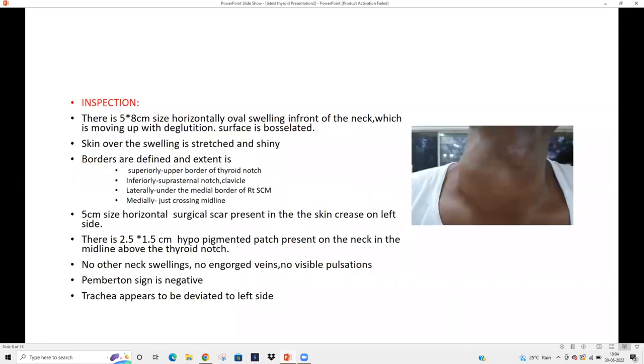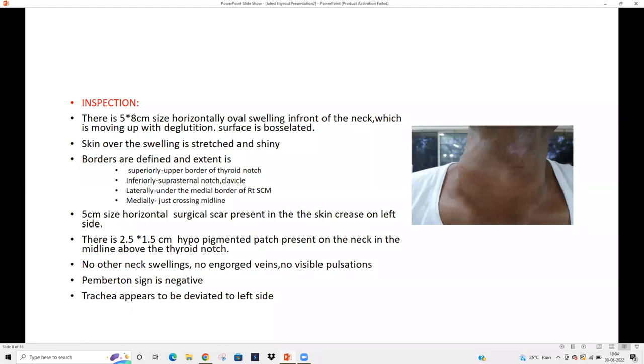Coming to the local examination, on inspection, there is a 5 to 8 centimeter size horizontally oval swelling in front of the neck, which is moving with deglutition. Surface is bosselated. Skin over the swelling is stretched and shiny. Borders are defined and extend superiorly up to the upper border of the thyroid notch, and inferiorly up to the suprasternal notch and clavicle, and laterally it's going under the middle border of the right SCM, and medially just crossing the midline.